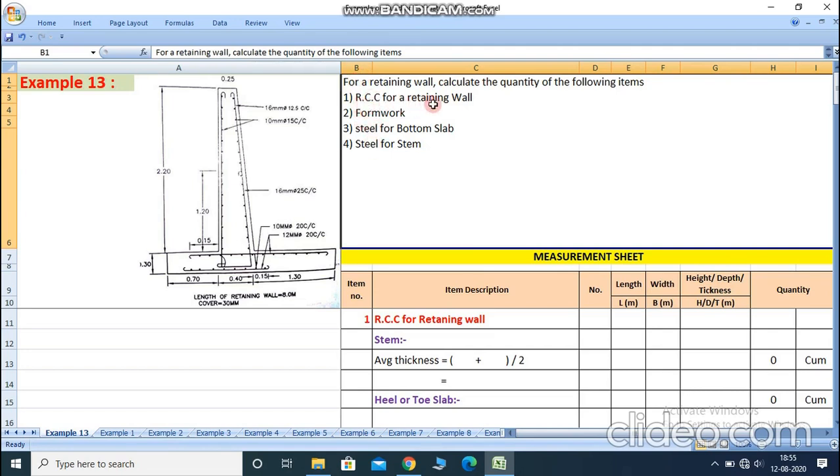First one is RCC for the retaining wall, meaning RCC work of the stem side and slab side. Second is the formwork for the retaining wall. Then steel for the bottom slab is provided, and steel for the stem. For the stem side, vertical and horizontal bars are provided. All these calculations will be done in this example.